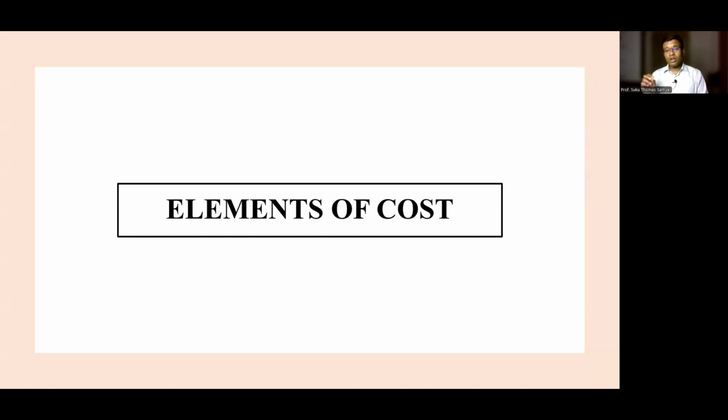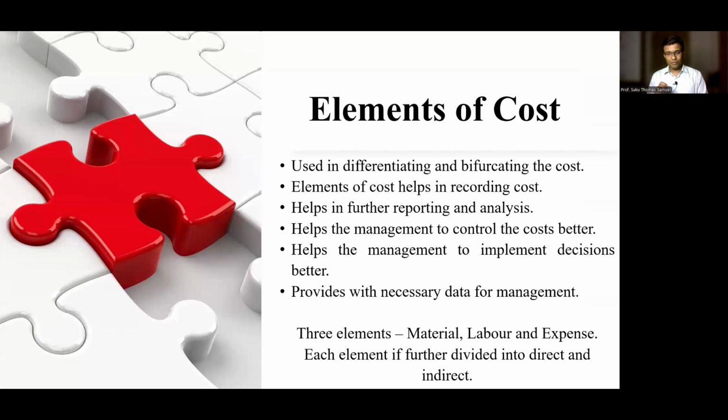Now, from a cost accounting point of view, there are three elements of cost: material, labor, and expenses. Now, what are these elements of cost? Elements of cost are used in differentiating and bifurcating cost. In other words, these are categorizations, these are classifications that we use in terms of segregating cost.